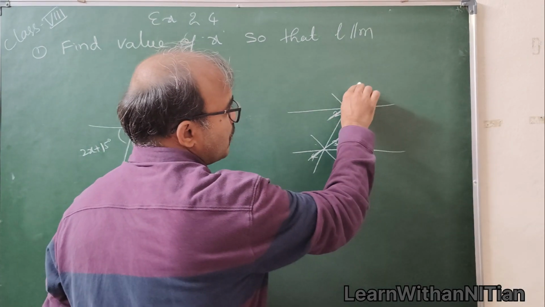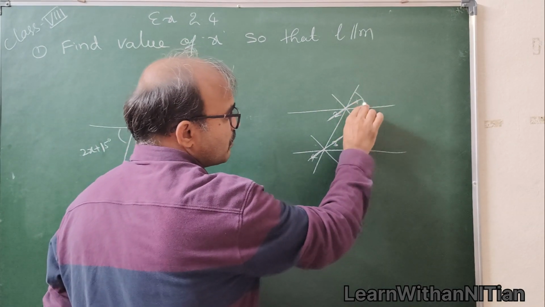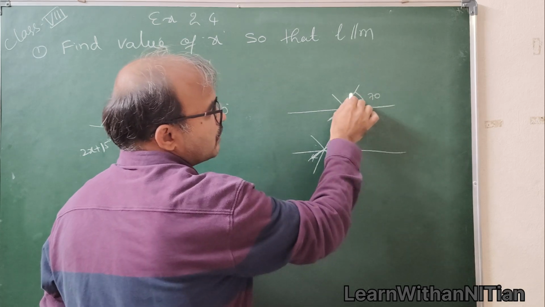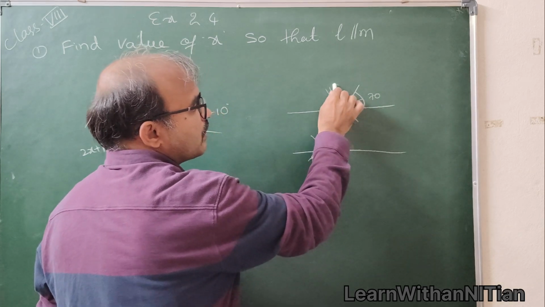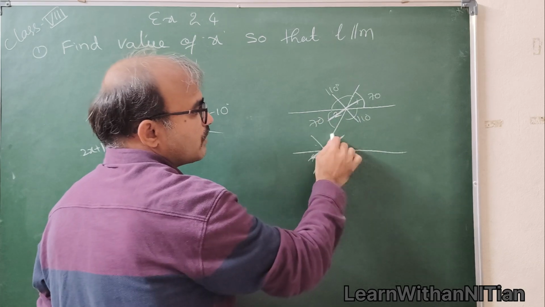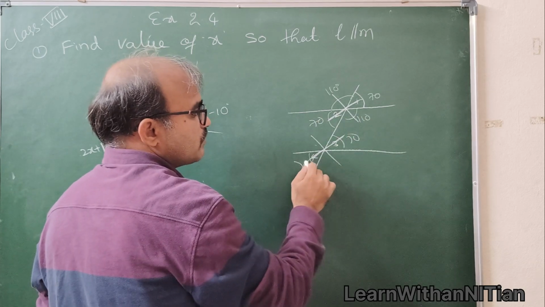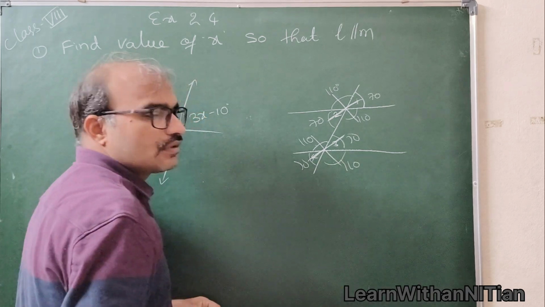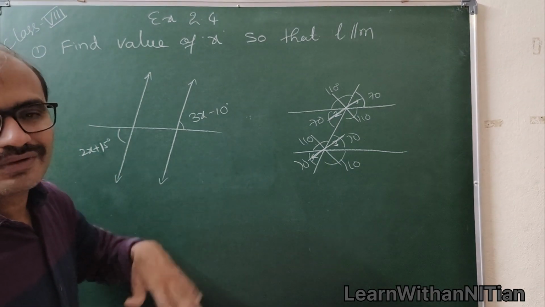So in magnitude wise, if you consider this number, this will be one angle like 70 degrees, this will be 110 degrees, and this will be 110, this will be 70, this will be 70, this will be 110, this will be 110. So if you observe here, there will be only two angles.